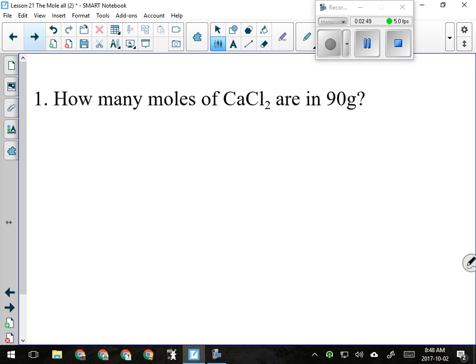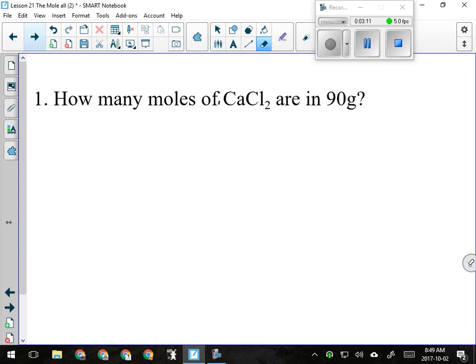How many moles of calcium chloride are in 90 grams? Now, the way I've written it here is kind of introducing you to this concept. If I asked you this question on a test, would I give you the formula or the name in words? I'd give you the name in words, because then I'm also checking to see whether you know how to drop and swap an ionic compound and all that kind of stuff.